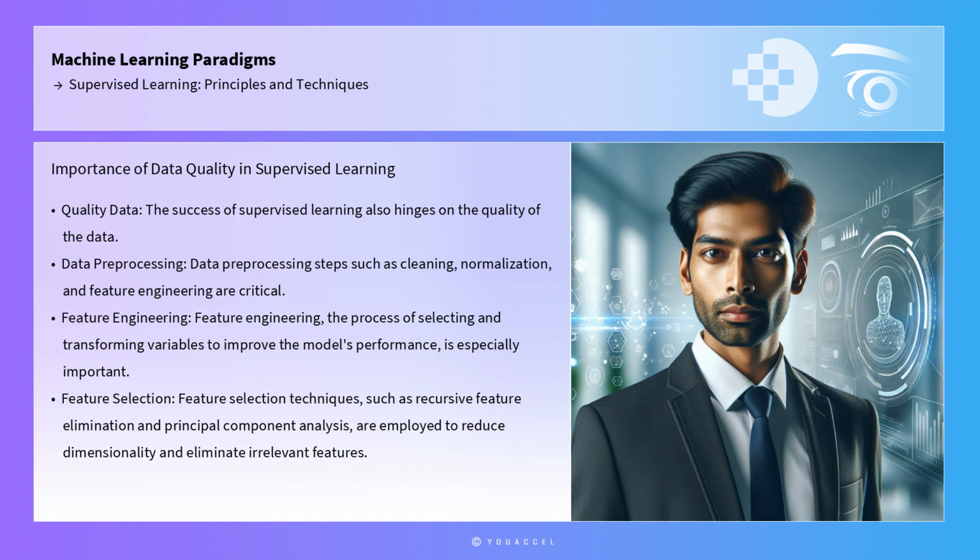The success of supervised learning also hinges on the quality of the data. Data preprocessing steps such as cleaning, normalization, and feature engineering are critical. Feature engineering, the process of selecting and transforming variables to improve the model's performance, is especially important. Tools like Pandas, a Python data manipulation library, facilitate efficient data preprocessing, allowing professionals to clean and prepare data for modeling effectively. Feature selection techniques, such as recursive feature elimination and principal component analysis, are also employed to reduce dimensionality and eliminate irrelevant features, thereby enhancing model accuracy and computational efficiency.